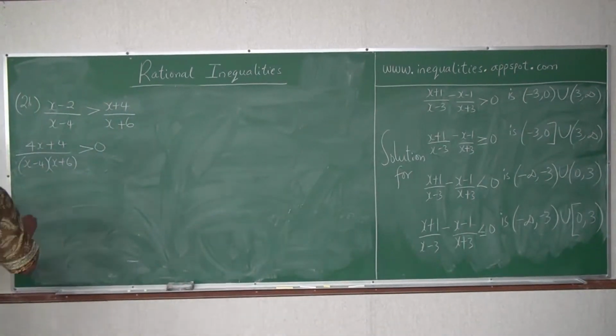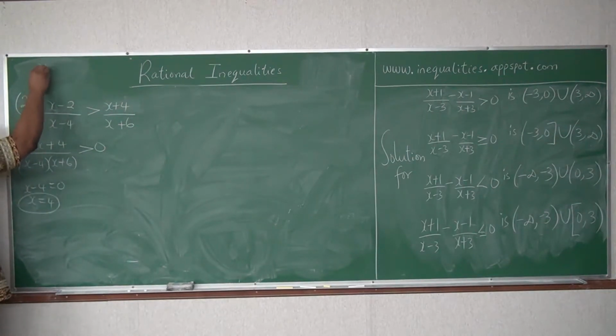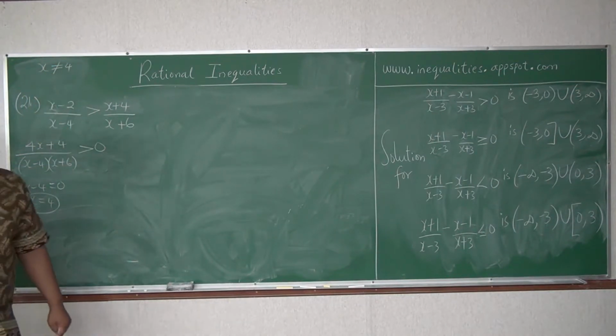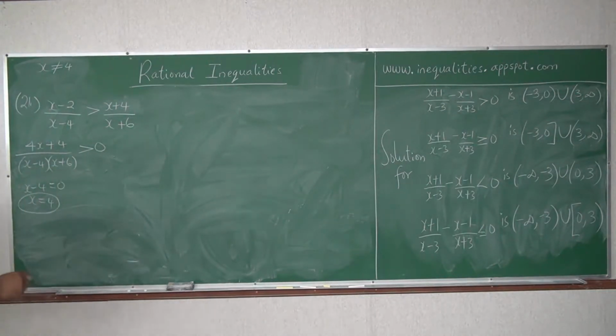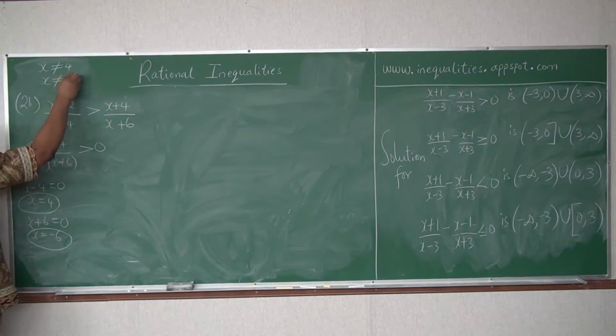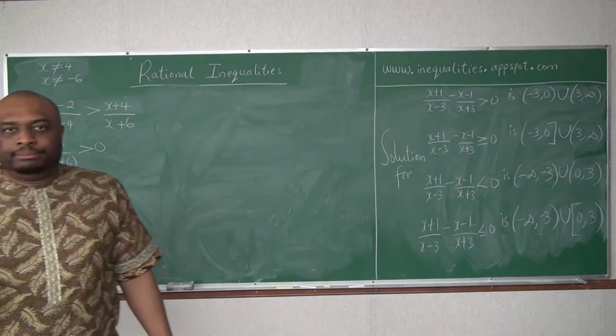So we start with this here. x minus 4 is 0, x equal to 4. This is the test point. x should not be equal to 4. 4 should not be in the domain. Next one, x plus 6 is 0, x is minus 6. Another test point. So x should not be equal to minus 6. Minus 6 should not be in the domain.